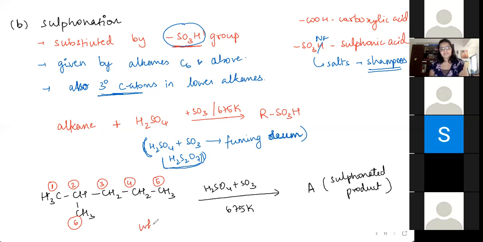So the question here is, where is SO3H substituted? Okay, so your answer, you need to tell me whether it's substituted on carbon 1, 2, 3, carbon 4, carbon 5, or carbon 6. Like which carbon atom is this SO3H going to be substituted in the final product? Okay. So finish noting this down and then answer this question.